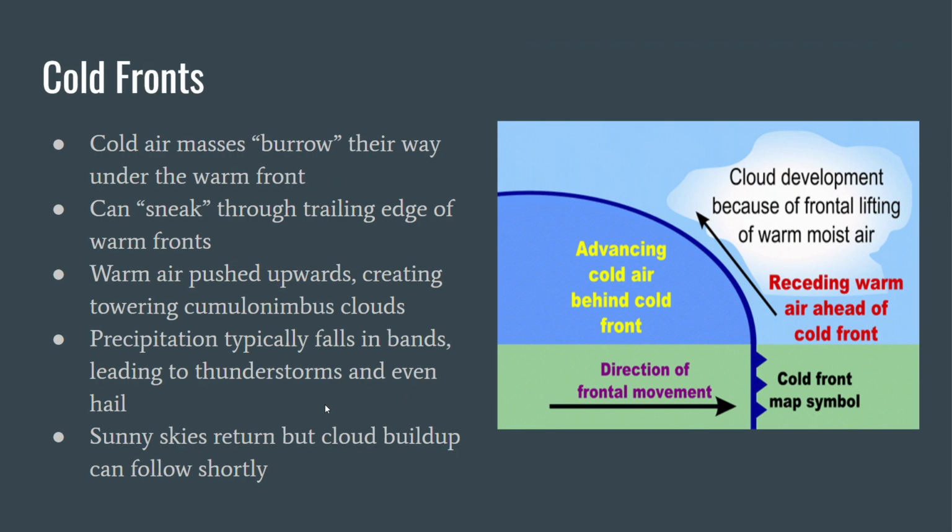And so cold fronts are when the cold air masses burrow their way under the warm front, and they can also sneak through the trailing edge of warm fronts. What happens is the warm air pushes upward, creating cumulonimbus clouds, and these are the clouds that cause thunderstorms. Precipitation falls in bands in thunderstorms, and hail, and sunny skies return, but cloud buildup can follow shortly.